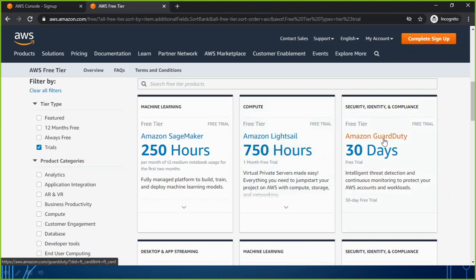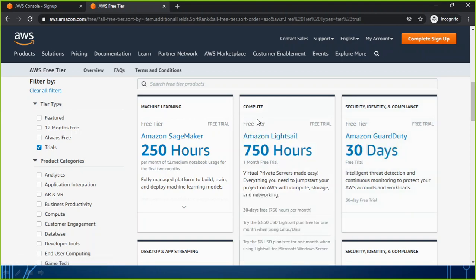This Amazon GuardDuty is also going to be a 30 days free trial. So here it is giving you just the service type which you are having. We are talking about free tier. Here it is talking about the offer which you get, and here it is talking about how many days or how many hours per month you get as offer.